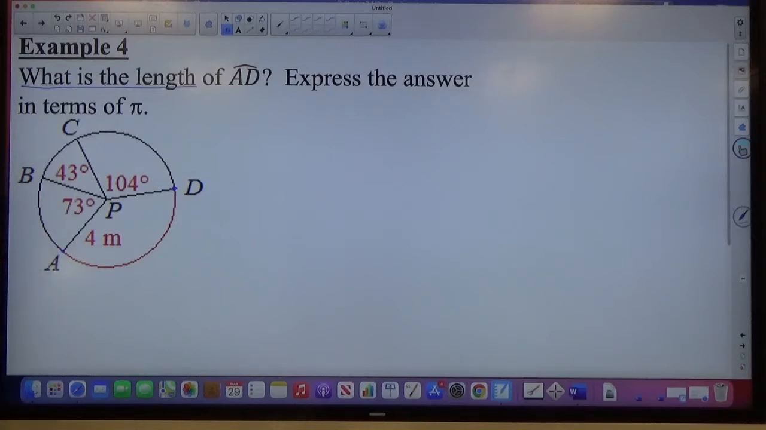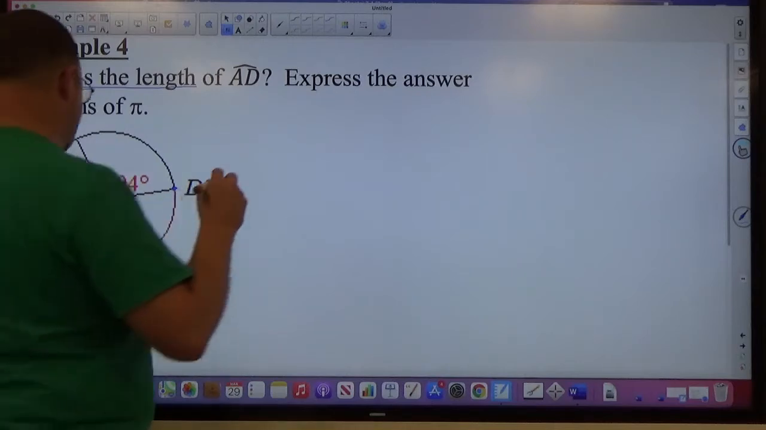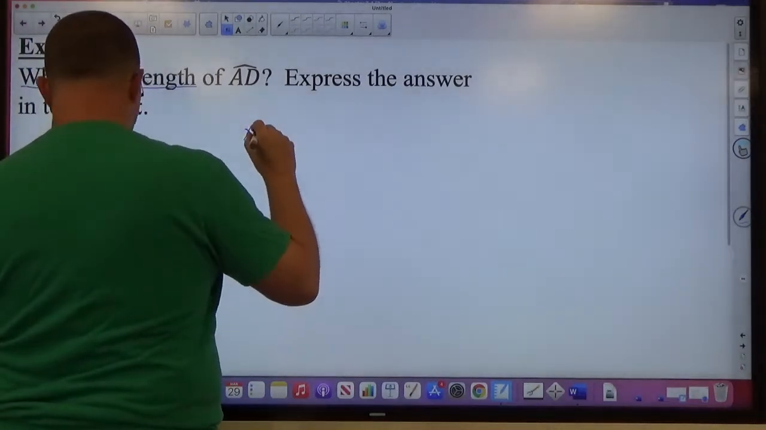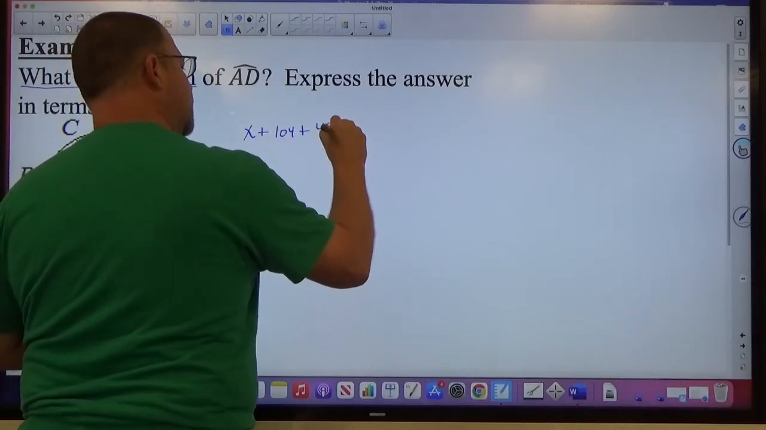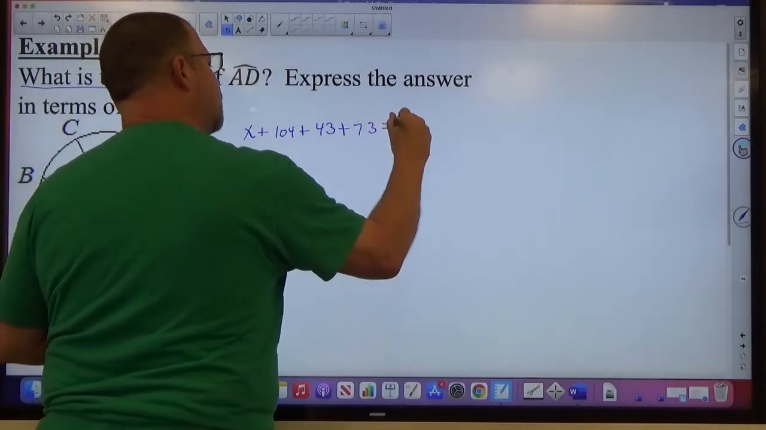Right? But we know that there's 360 degrees in a circle, which means however big this angle is here, I'm just going to call it X to give it a name. If I add up X and 104 and 43 and 73, that should add up to 360. So that's where I'm going to start. So X plus 104 plus 43 plus 73 has to equal 360.